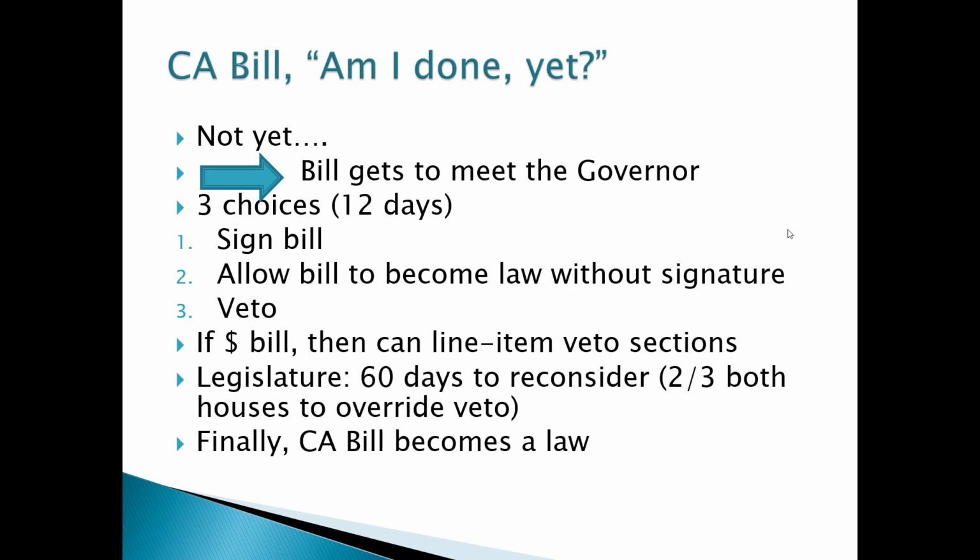So really there are three ways the bill becomes a law. The governor signs it; the governor doesn't sign it, and after 12 days it becomes a law without the governor's signature; or the governor vetoes, and that veto is overridden by both houses.